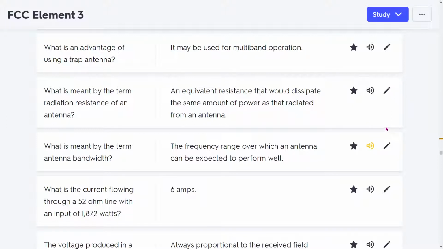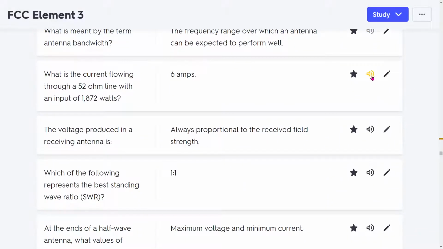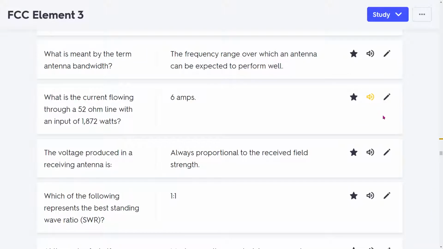What is meant by the term antenna bandwidth? The frequency range over which an antenna can be expected to perform well. What is the current flowing through a 52 ohm line with an input of 1872 watts? 6 amps. The voltage produced in a receiving antenna is always proportional to the received field strength.